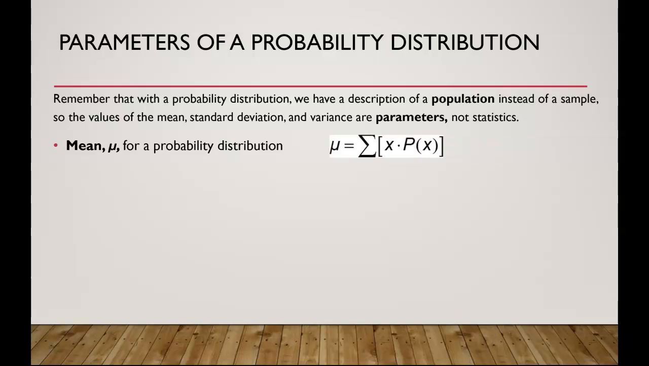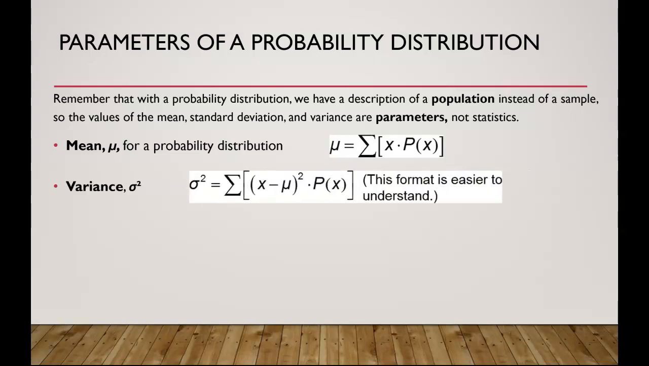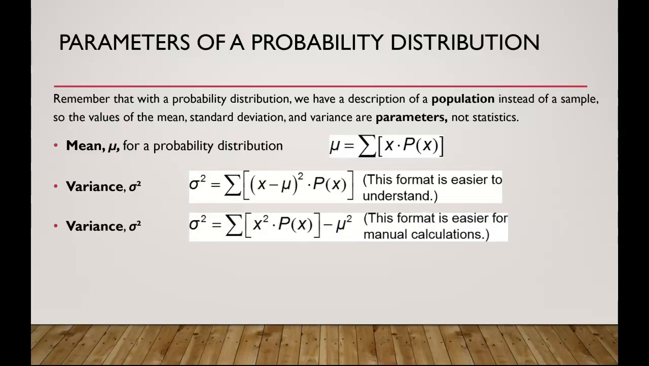Mean for probability distribution is found by adding all the products of the random variable times its probability. Variance is found by the formula sigma squared equals the sum of the square of the differences between each value of random variable and the mean times each probability. This format is easier to understand, and this format is easier for manual calculations.